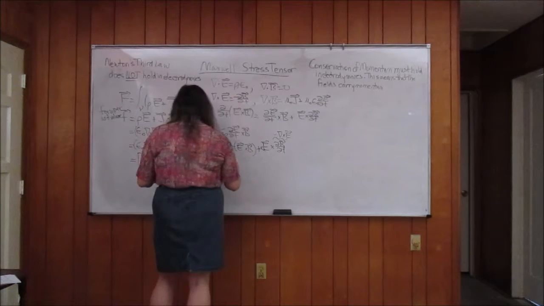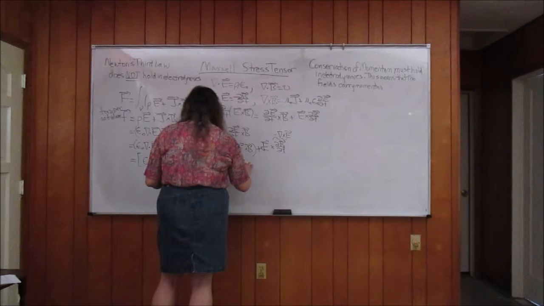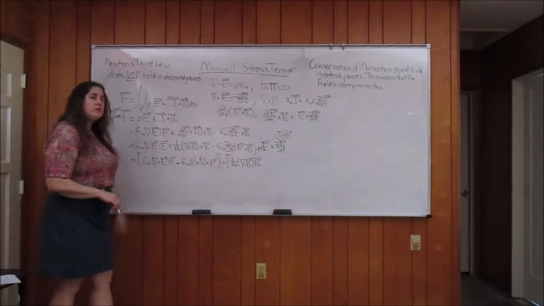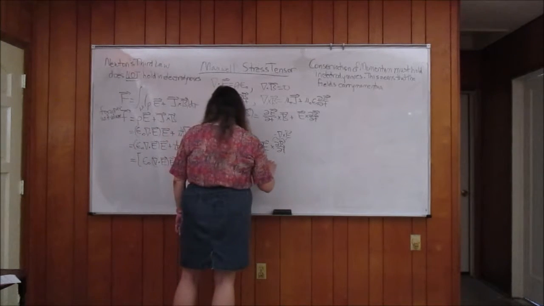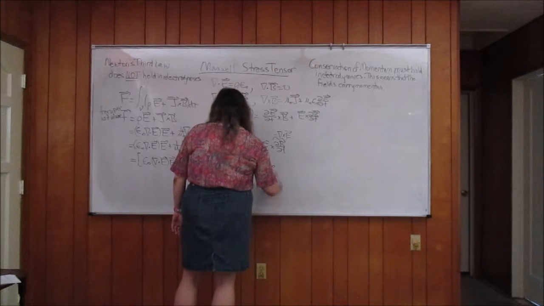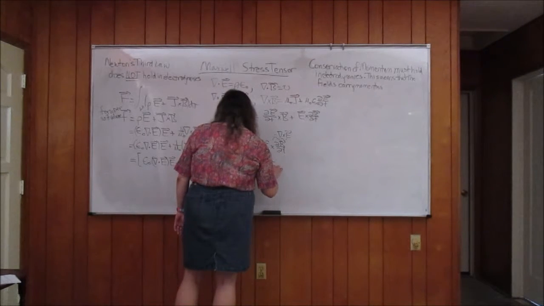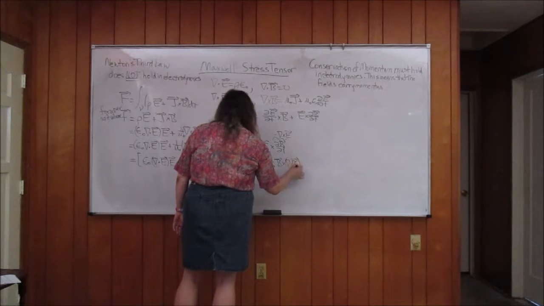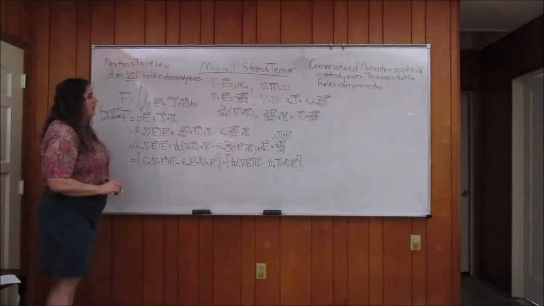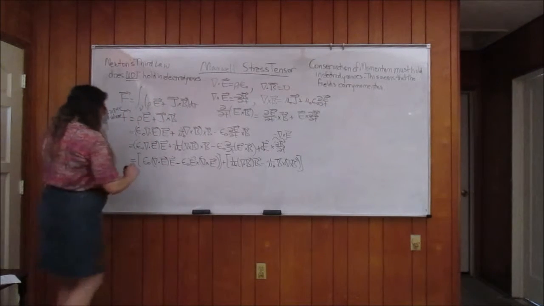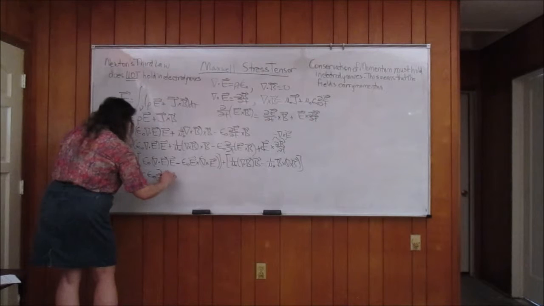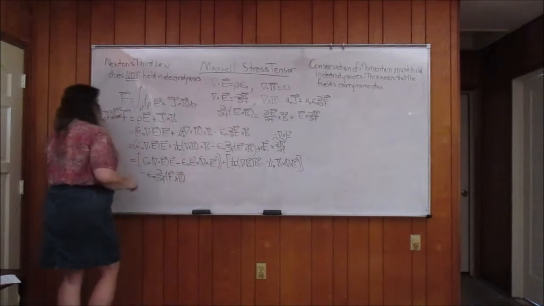So the first term here will be 1 over mu naught divergence of the magnetic field times the magnetic field, minus 1 over mu naught B crossed into the curl of the magnetic field, and then we've got one final term, minus epsilon naught partial derivative with respect to time of E cross B. Okay, so we're making progress here.